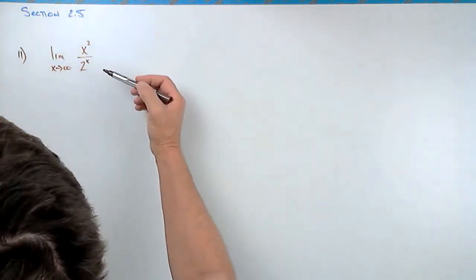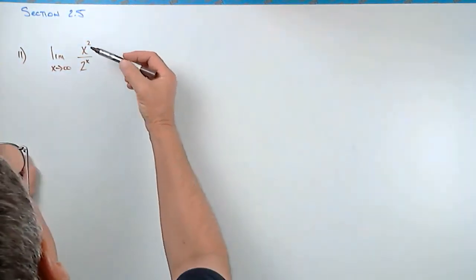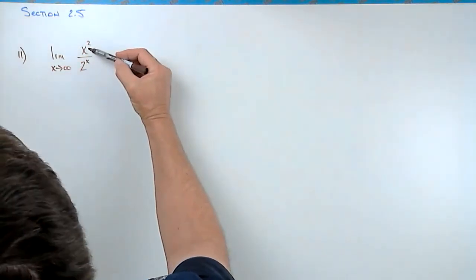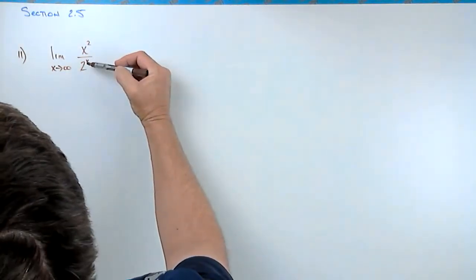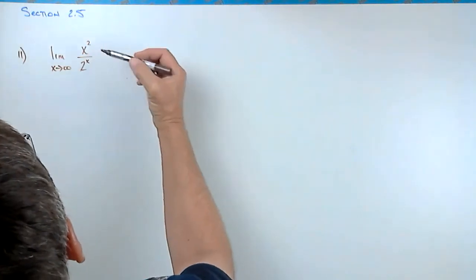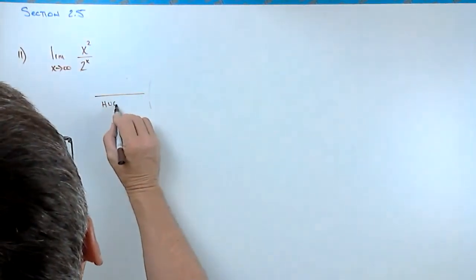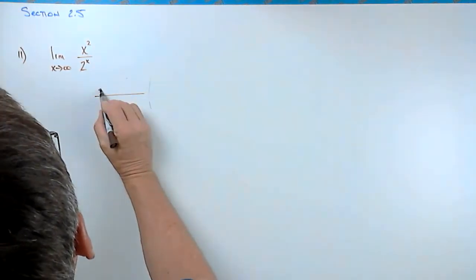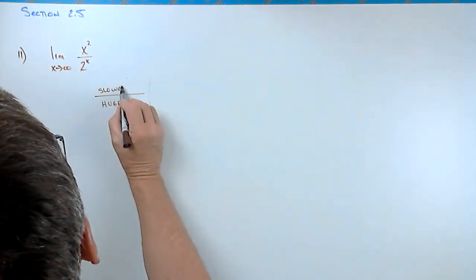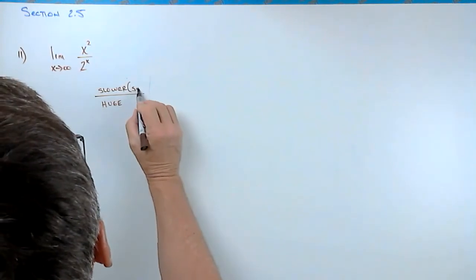Now, reverse that. Think about it the other way. What happens if the numerator grows slower than the denominator? Then the denominator becomes huge. It will become huge. The numerator is slower, i.e. smaller.